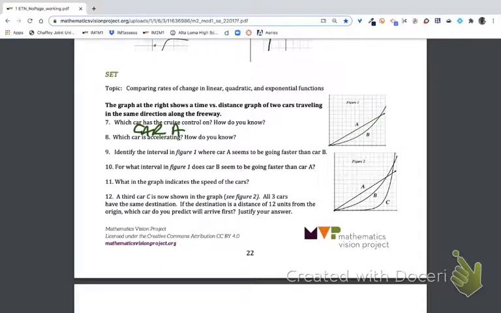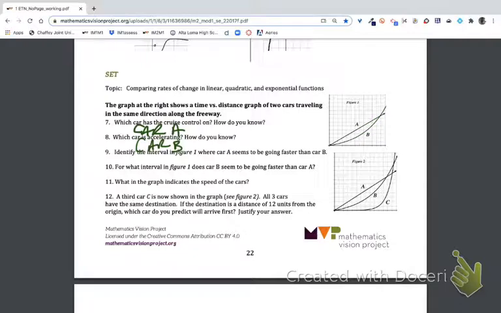For number 8, which car is accelerating? How do you know? Well, that would be car B. And I would just need for you to make sure that you can explain how you know that car B is accelerating, and it has a whole lot to do with the second half of the visible portion of the graph.